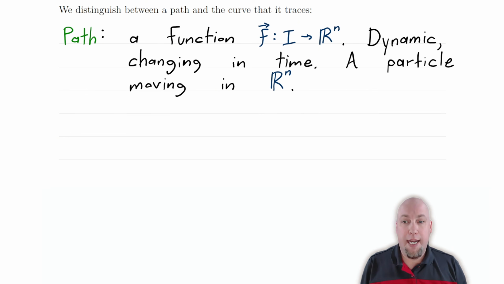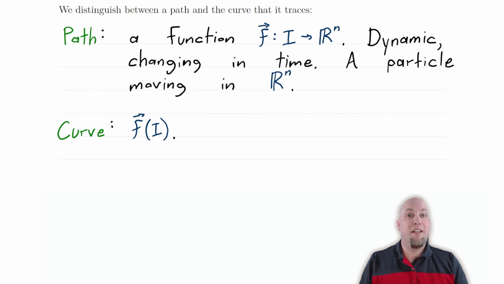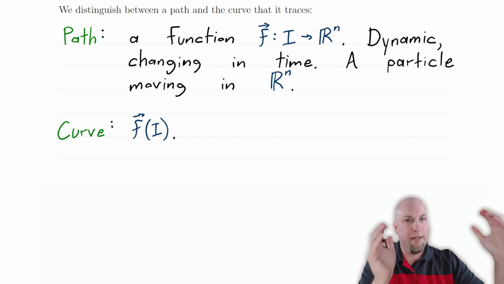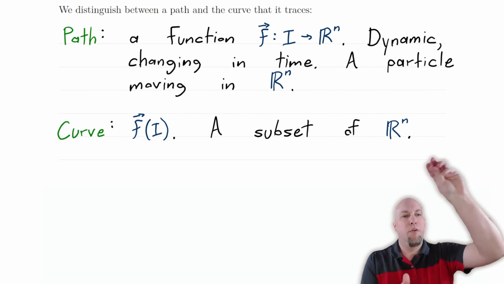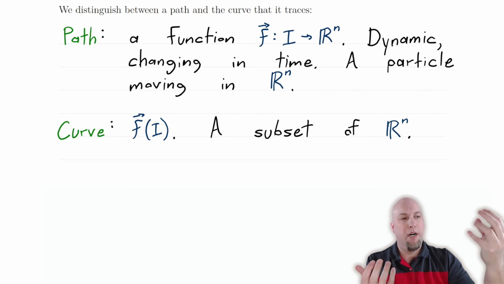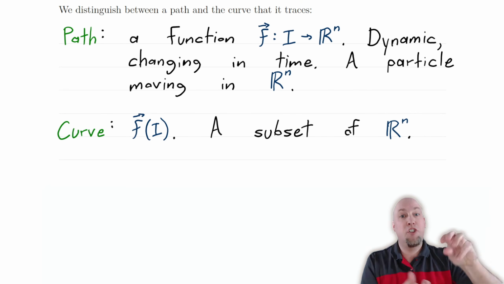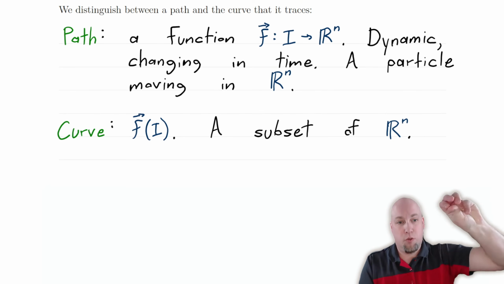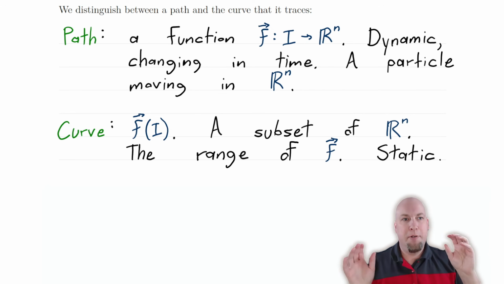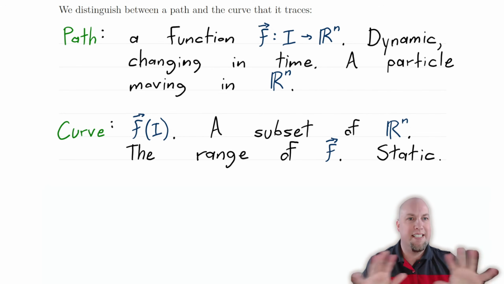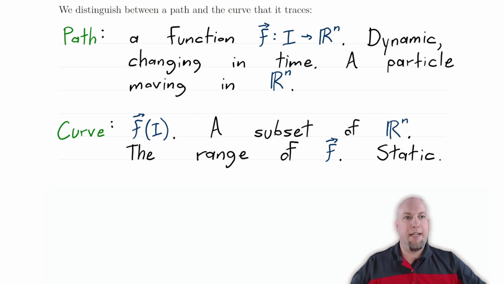On the other hand, the curve is the range of the function. It's what happens if you plug the entire domain, the entire interval I, into the function. It's not something moving through R^n; it's a subset of R^n. This is the curve that is traced out by that particle, the curve traced out by the path. It's the range of the function, and in particular, it's not dynamic. It's static and unchanging. It's just the collection of all the points that the particle ever moves through.